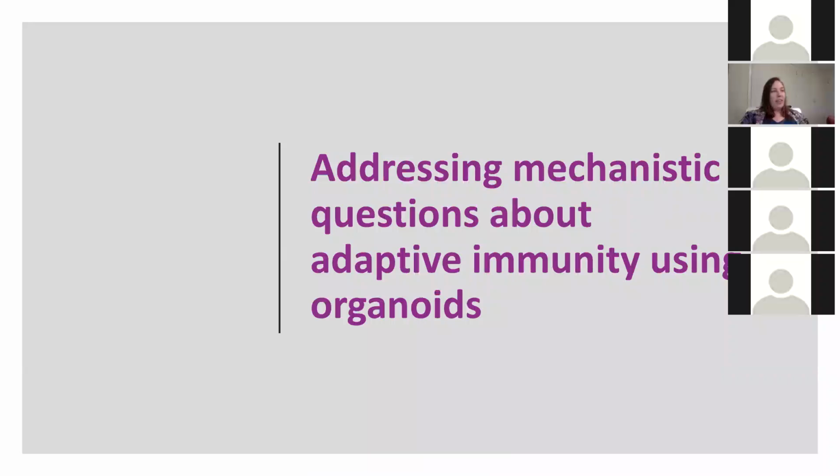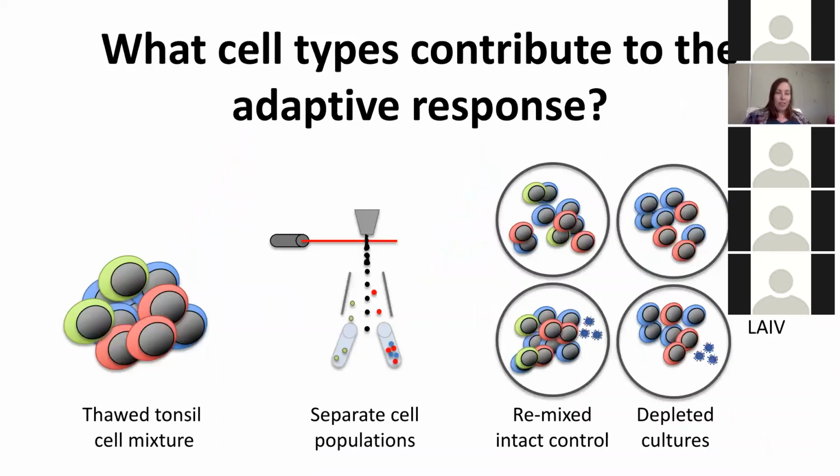The thing that I'm really excited about with this system is that we can actually start to ask mechanistic questions about human adaptive immune responses that we typically can't ask in humans, or we can really only look at in a mouse system. So just a really fundamental question to start with is, what are the cell types that are required to actually allow for an adaptive immune response to happen?